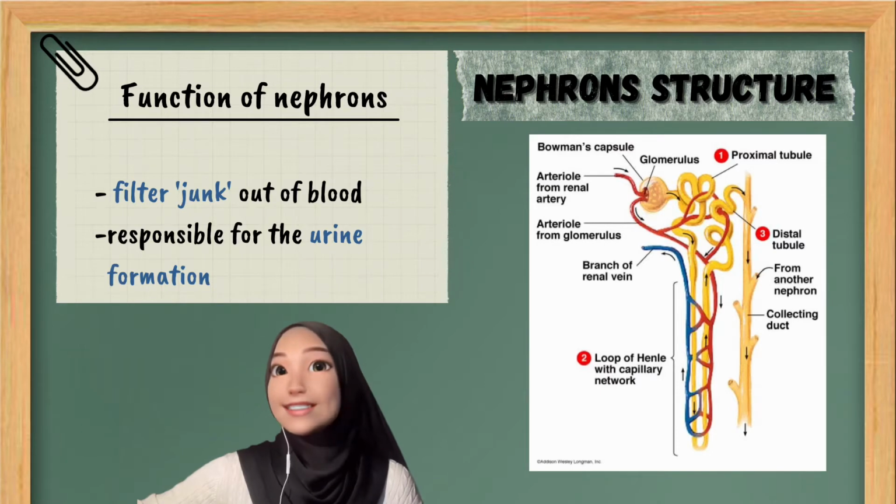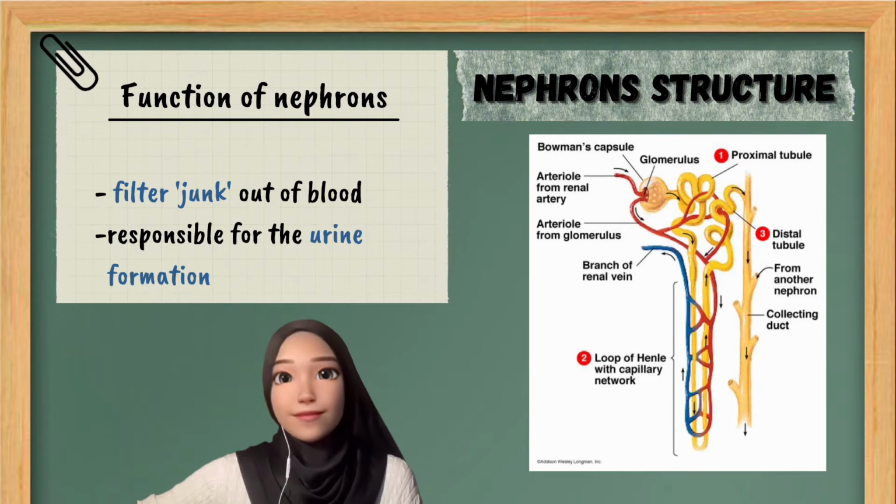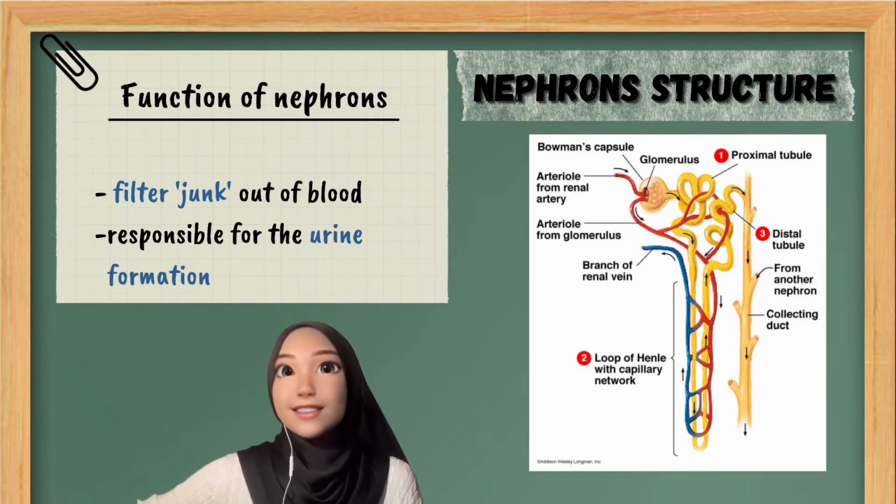Now we are going deeper and deeper into our kidney, and as you can see, there are thousands and millions of nephrons in our kidney. And what is the function of nephrons? Nephrons help to filter junk out of blood and are responsible for urine formation.